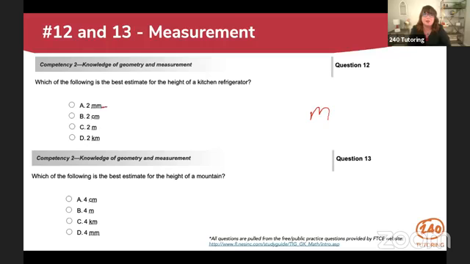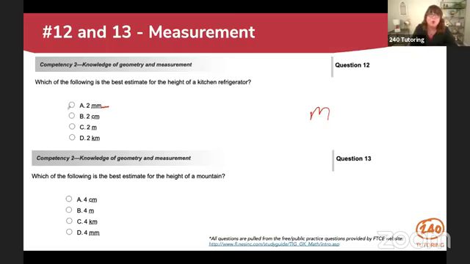A millimeter, I'm going to give you a reference point, is about the width of a pencil lead, or the teeny tiny lines on a ruler. That is the smallest increment. So I want you to picture the height of a kitchen refrigerator. Would it be 2 little pencil leads?